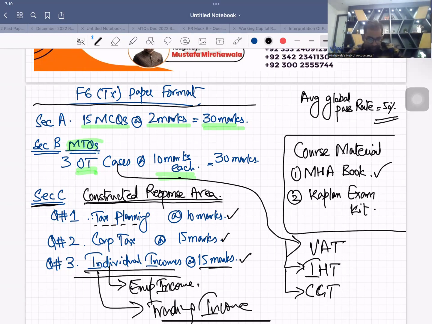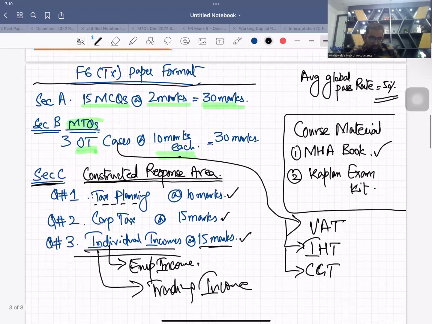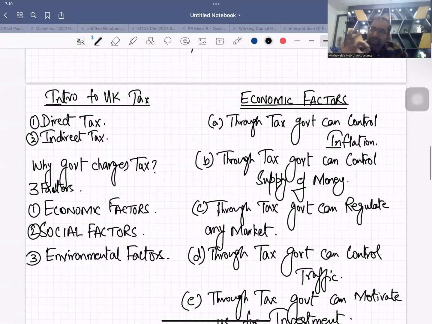Okay. Now, it's my routine for the last many years that in my first orientation class, I start with one chapter, one theoretical area. Normally this is 3 or 4 pages. If you see the BPP study text or Kaplan study text, this is your first chapter, and it is hardly 3 to 4 pages. Believe me, normally students used to think this was a non-important area. This is not an important area.